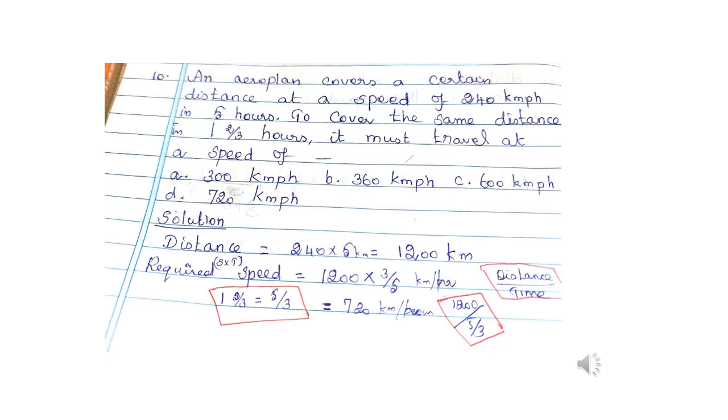So 1 2/3 is converted into a fraction. So 5/3. In this problem, distance by time, 1200 by 5/3. So it is multiplied in this way: 1200 into 3/5. The division here is converted into multiplication, 1200 into 3/5. So we get 720 kilometers per hour.